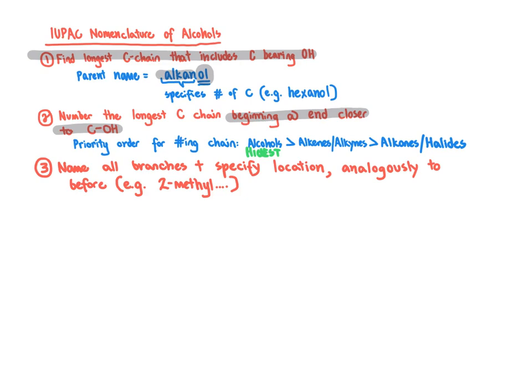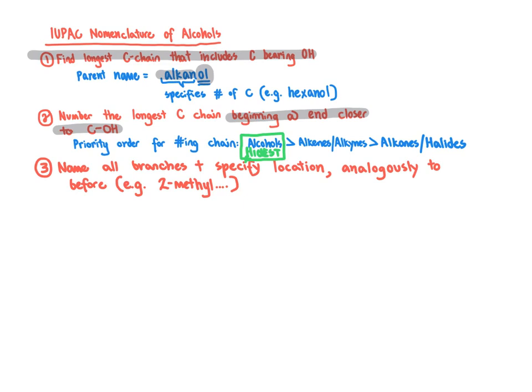Secondly, you'll look at the alkenes and alkynes. Thirdly, at alkanes and halides. So in other words, if there's an alcohol group within the molecule, that alcohol group's location is going to determine what end of the chain you want to start numbering from. You'll start numbering from the end closer to the alcohol group. And if there is a tie, then you want to start numbering from the end that will put a branch first, much like what we've done with all of the nomenclature we've looked at in the past.